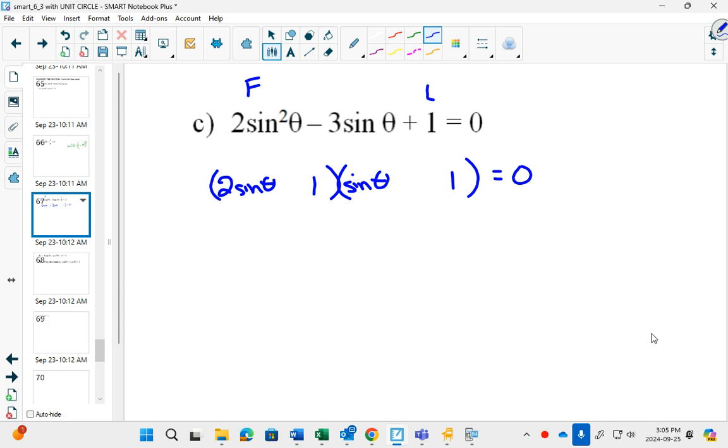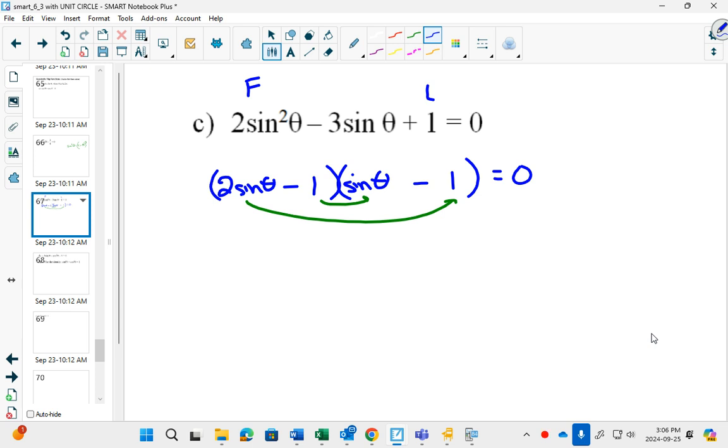Now, the middle number is a combination of when you multiply these two and these two. Now, this will give me 2 sine theta, this will give me sine theta. I need a negative 3 sine theta. Can you see that the only way that would work is if you had a negative 2 sine theta and a negative sine theta combined to give you a negative 3 sine theta.